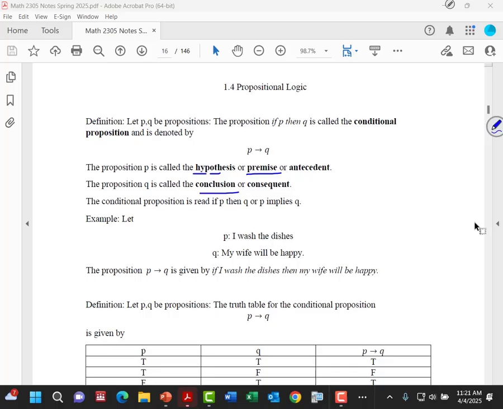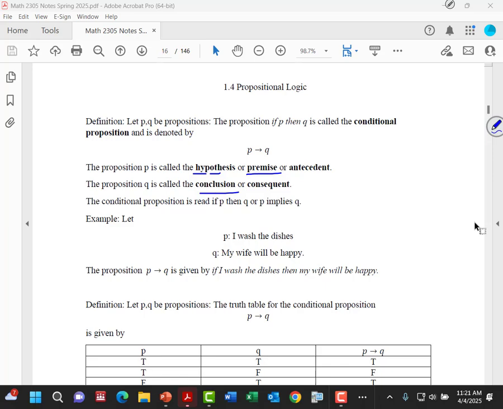So, a very, very basic example. Let's let P be the proposition, I wash the dishes. Now, that's true, or it could be false. I could come home today and wash the dishes. That could be a true statement, or I could get really busy, or I could be lazy and choose to not wash the dishes.